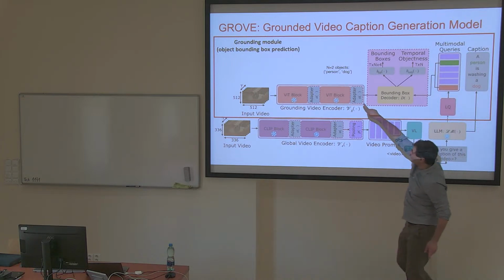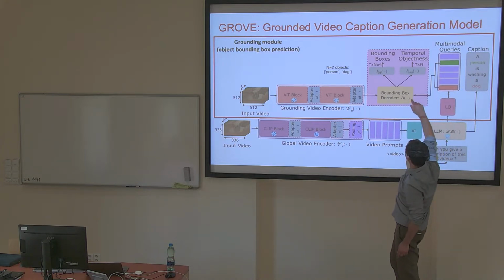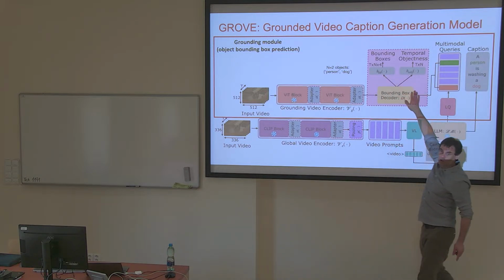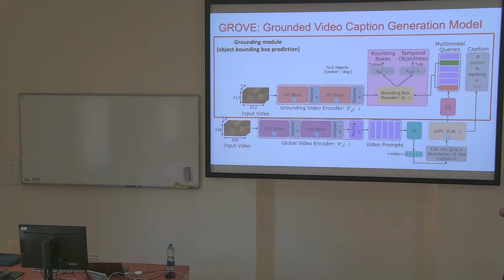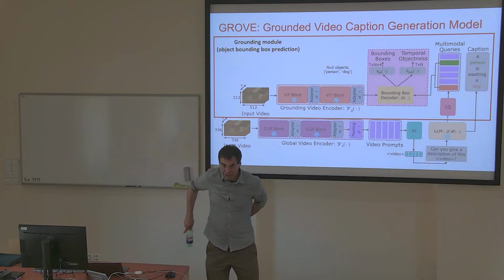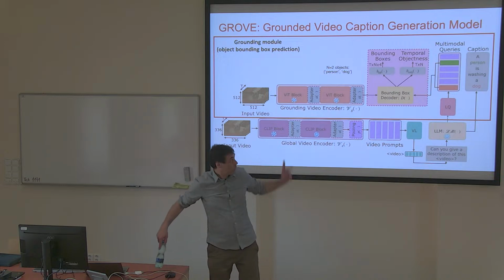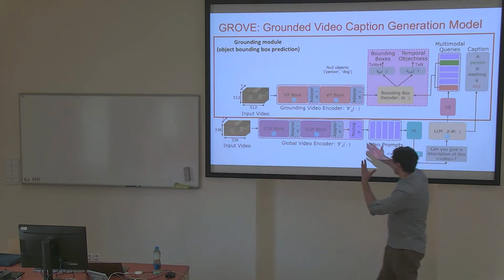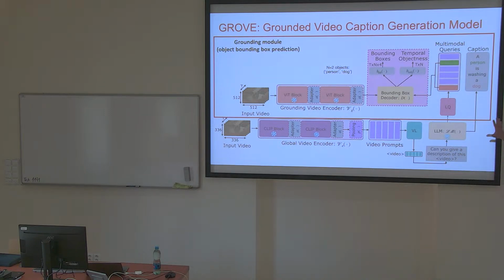So here n is 2. You have a dog and a person. And for these two objects, you get a bounding box and some confidence score of how likely the object is in the video frame. Sometimes you have occlusion. I'm occluding this bottle here, so in some frames you won't see it. So we're also predicting that. So you can see it's a combination of different transformers, which are pre-trained on different data, but trained together on this task for grounded video caption generation.